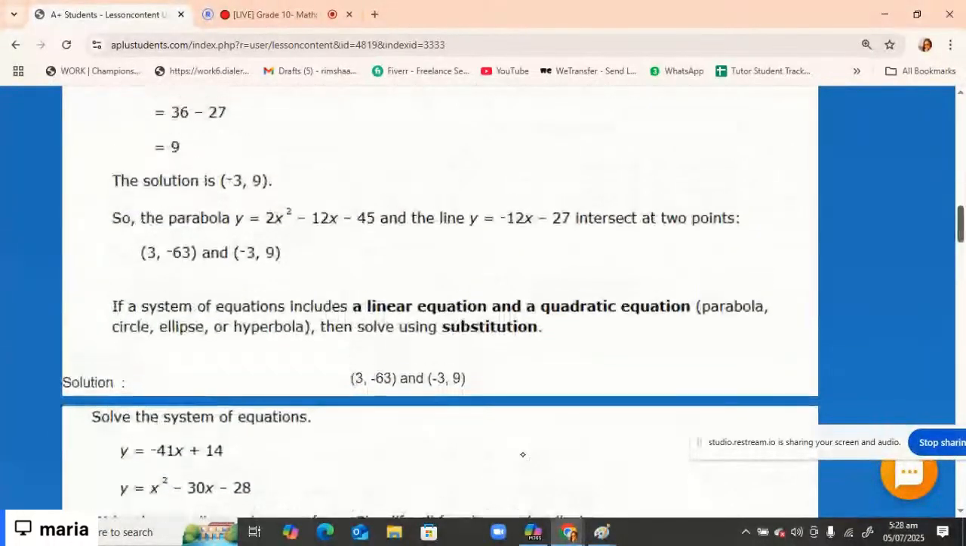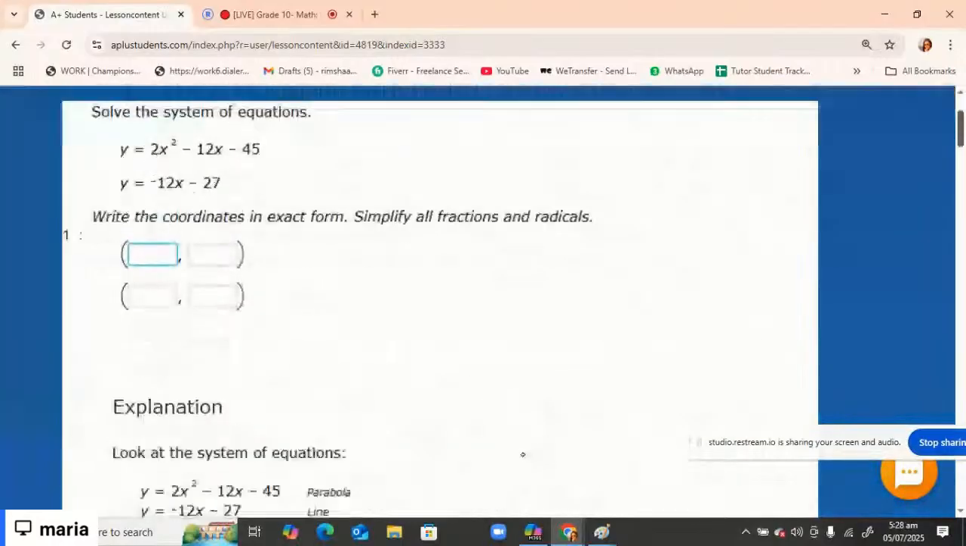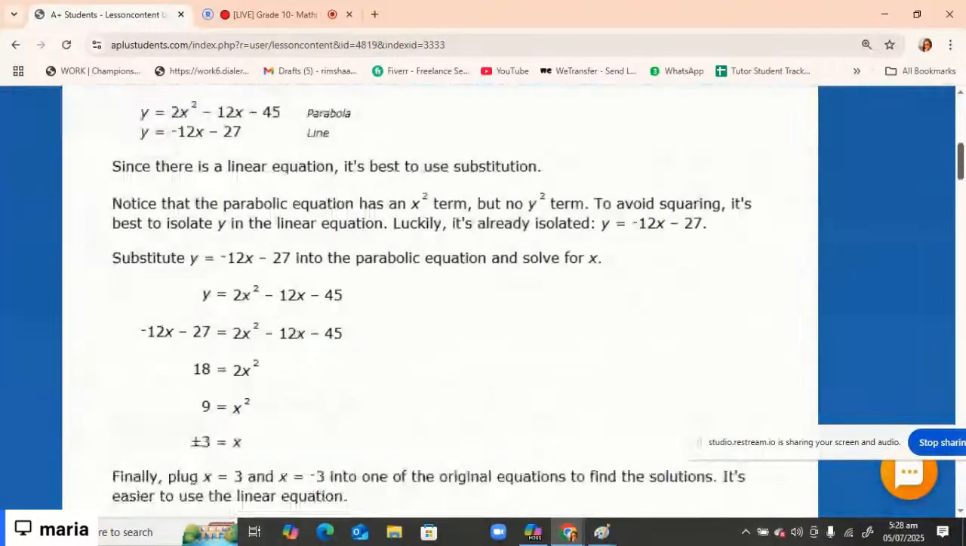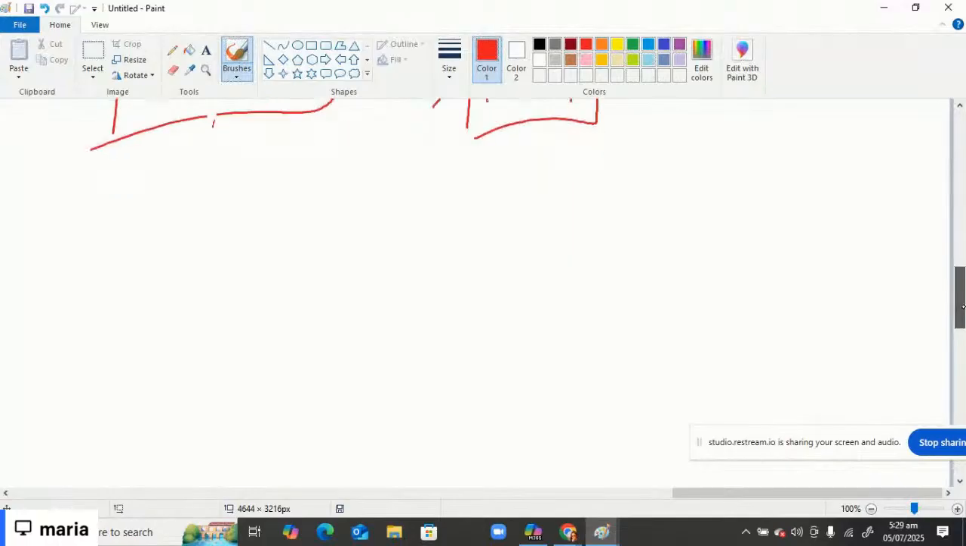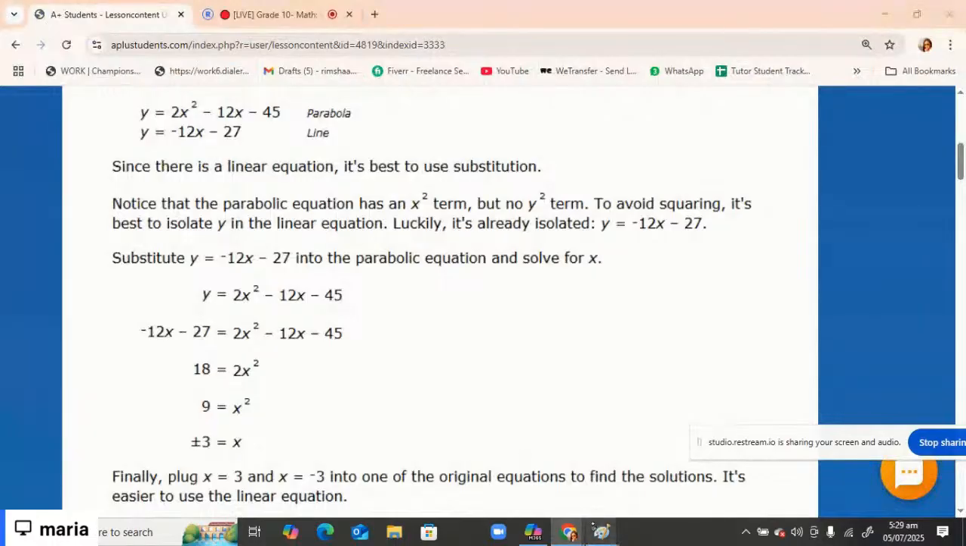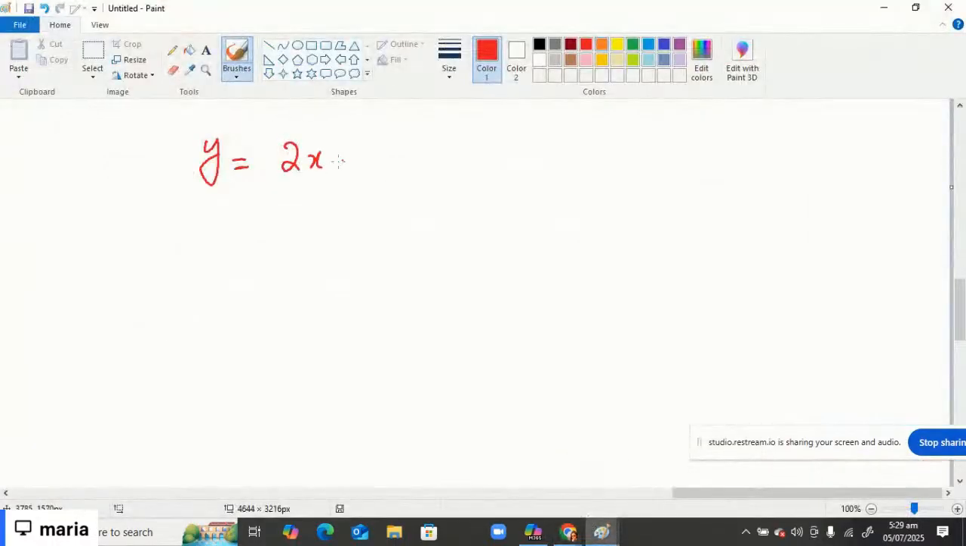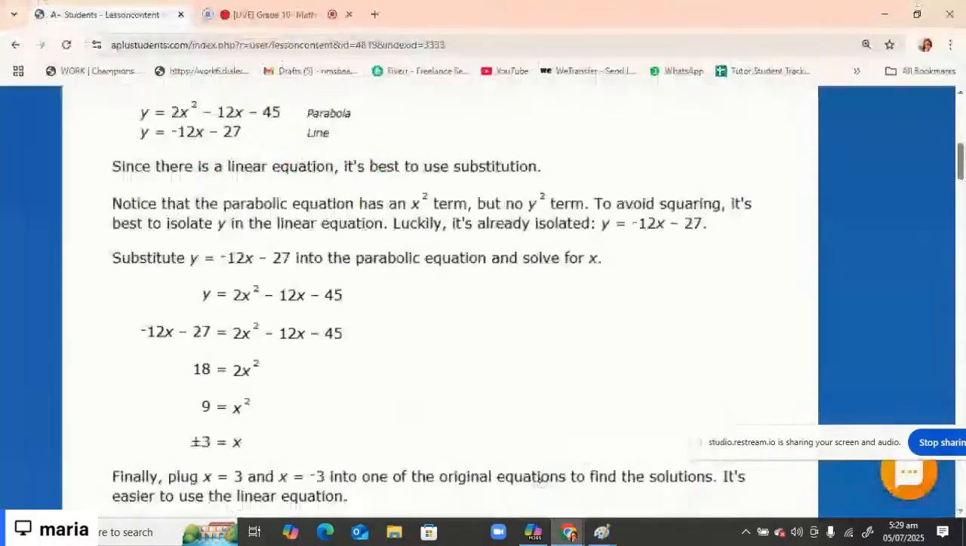Okay, how to do it? Basically, look here. The parabola equation has an x square term but not a y square term. So to avoid squaring, it's best to isolate y in the linear equation. Luckily, it's already isolated. Okay, in the first question, it's already isolated. So y is equal to, let me write it here so that you guys are able to understand, 2x square minus 12x minus 45.